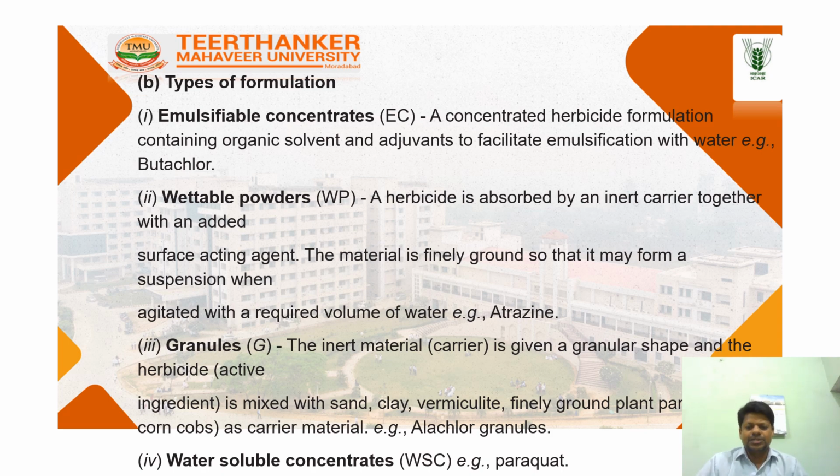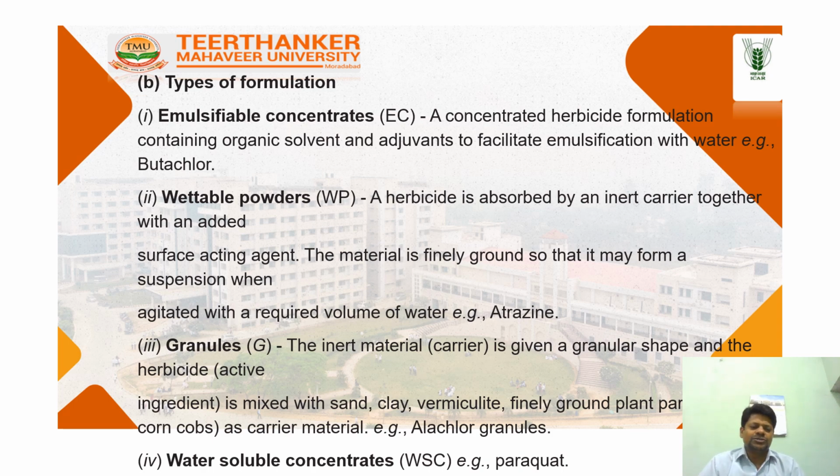Next, wettable powder. Some pesticides are in powder form, and that is called wettable powder. The herbicide is absorbed by an inert carrier together with an added surface-acting agent. The material is finely ground so that it may form a suspension when agitated with a required volume of water. An example is atrazine.